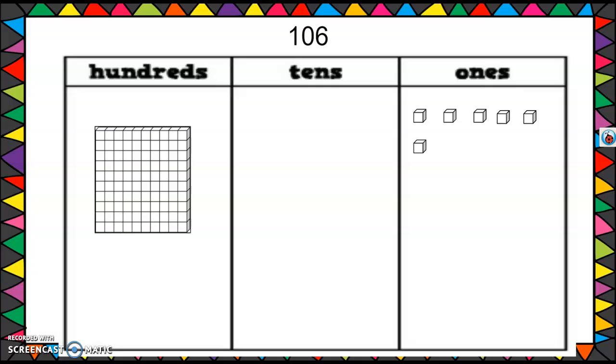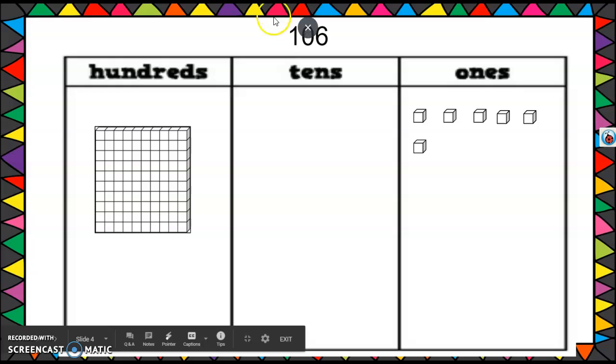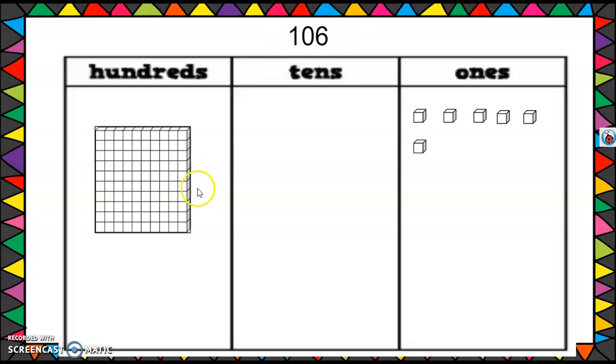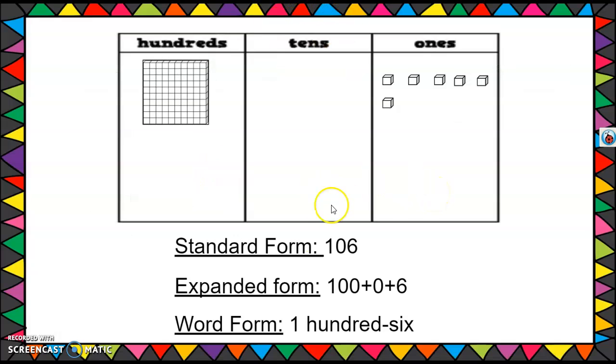This number right here is 106. There's 1 in the hundreds, 0 in the tens, 6 in the ones. So right here we have standard form and base 10. Sorry. This is an example of the number 106.